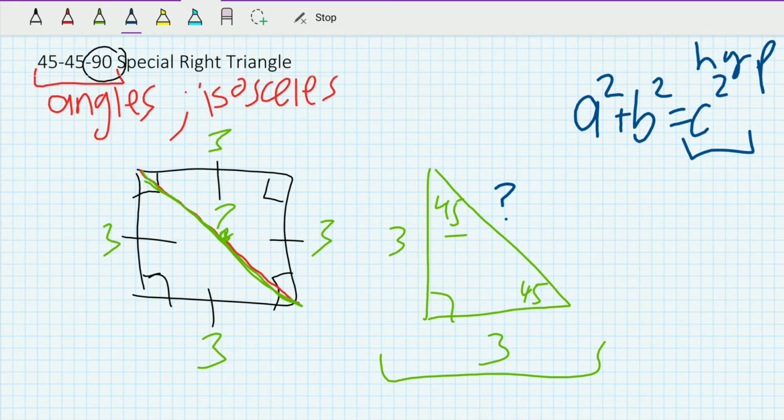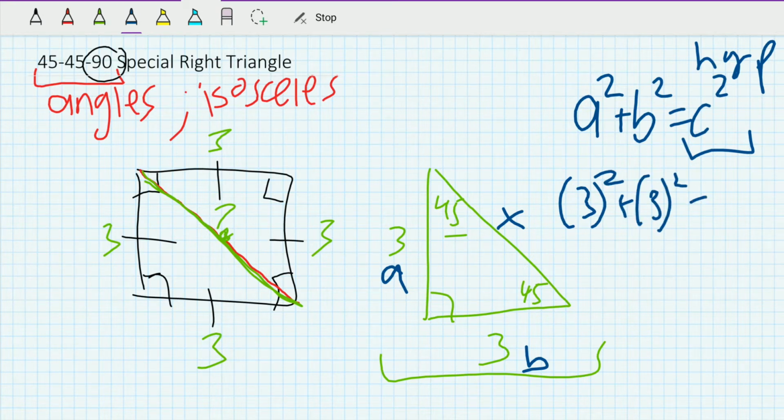Just to make it easier, I will make this one equal to x, so the equation will have x rather than a question mark. In this case, it doesn't matter which one you let a or b equal, because it's going to be the same number anyway. So I'm going to substitute that into the equation. I'll get 3 squared. Actually, I'm going to put parentheses. So (3) squared plus (3) squared.